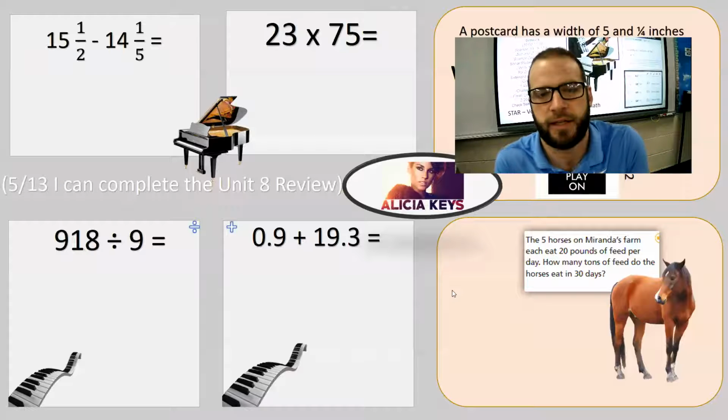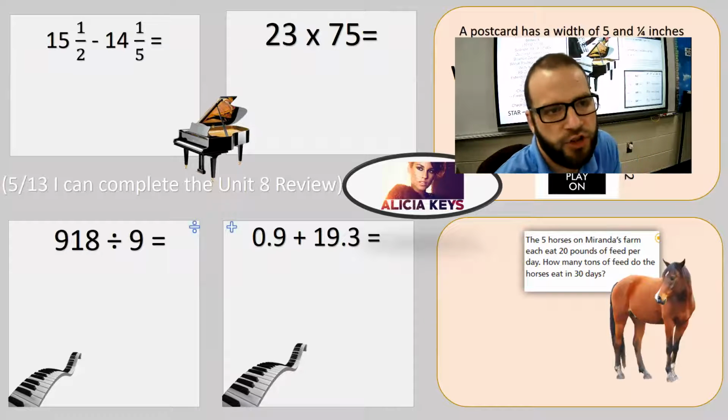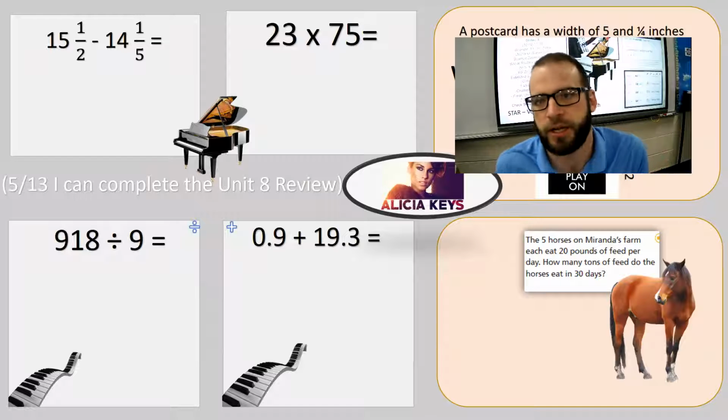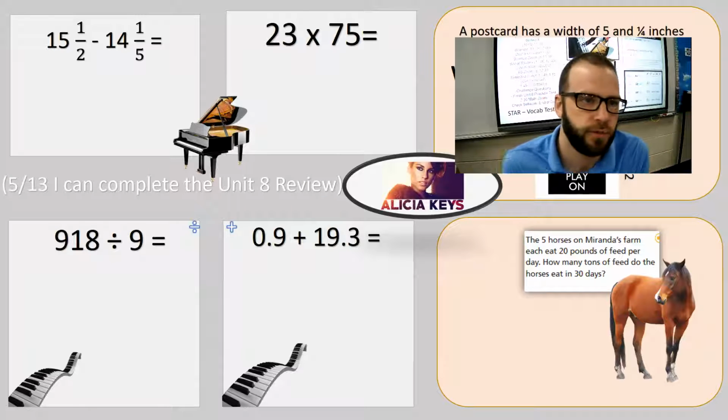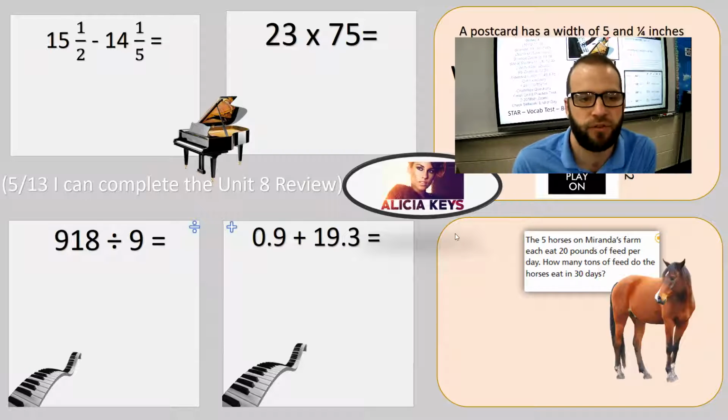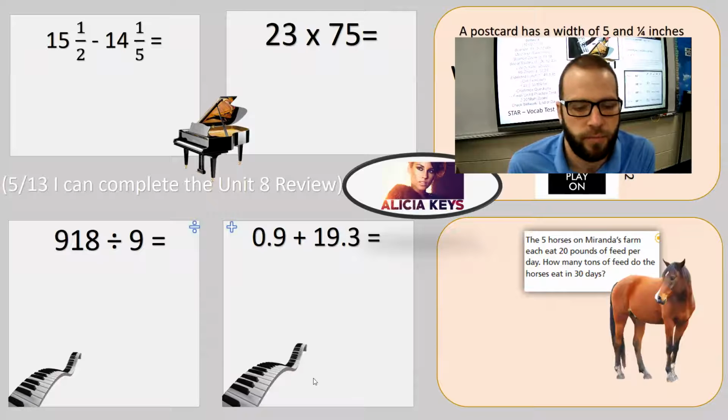All right, let's see how you guys did on these challenge questions. First, we're once again going to work on all four operations. We are subtracting with fractions, multiplying double-digit numbers, dividing a triple digit by a single digit, and then we're adding with decimals. Let's start by reviewing your subtracting with mixed numbers.